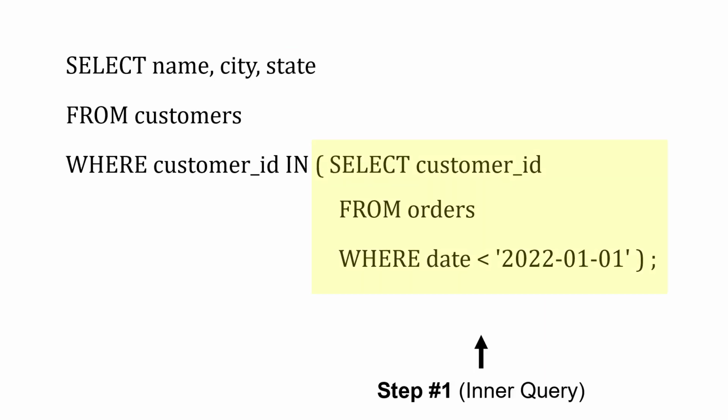This is going to be my step number 1, or my subquery, sometimes called an inner query. And this is going to go to the orders table and find customer IDs for customers that had orders before that date. This is just going to produce those customer IDs. And then the outer query is going to help me with step number 2. I'm going to select the name, the city, and the state from the customers, where the customer ID is in the list that came from the subquery. That's going to help me produce the results.